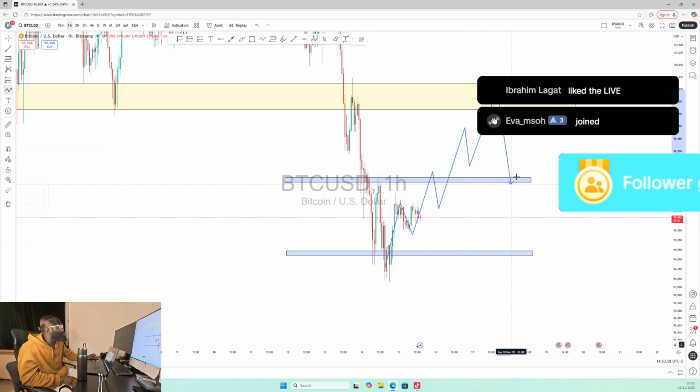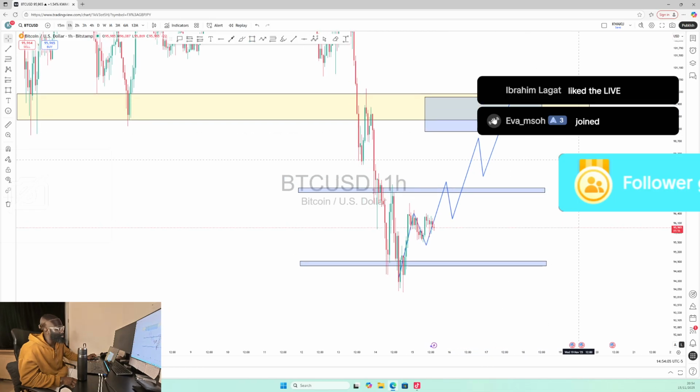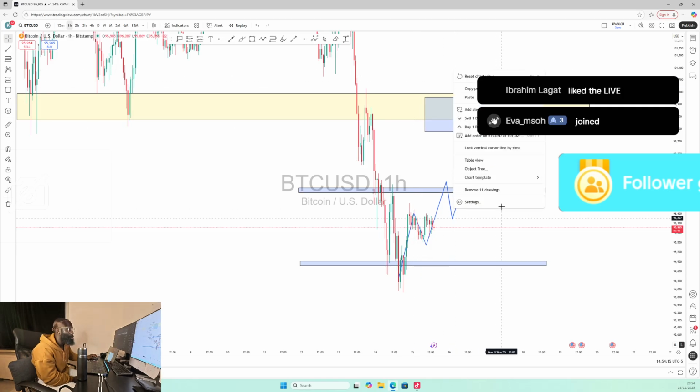So it's either you are trading pullback, or you are waiting patiently for price to push back to this resistance here, also support. Then we look for our sell opportunity to continue, or our buy opportunity to continue. With this, I'm done with BTC USD.